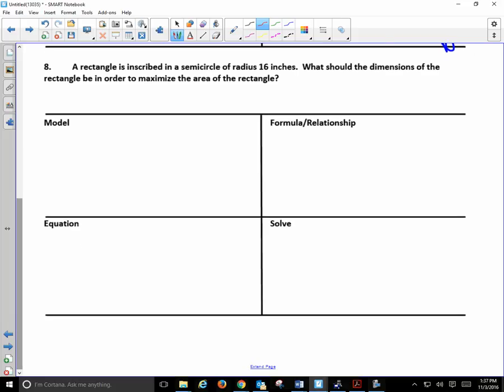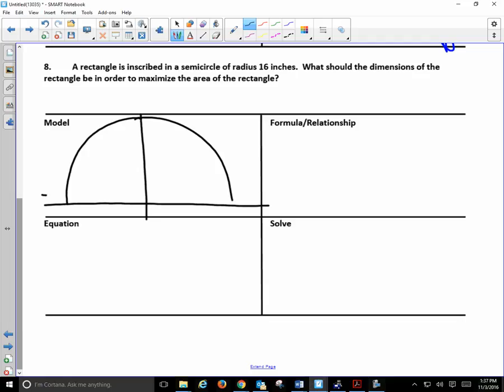Last problem. I love this one. We saved the best for last. You can do it, kiddo. We believe in you. A rectangle is inscribed inside a semicircle. A semicircle. Radius is 16. What dimension should the rectangle be to maximize the area? Same type of problem.